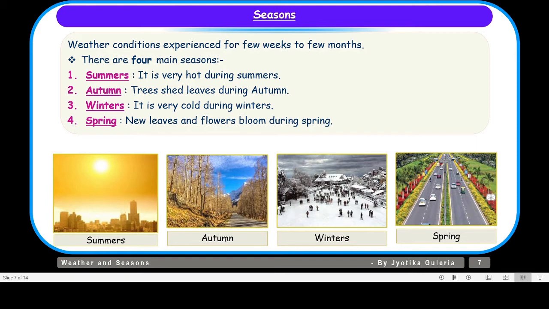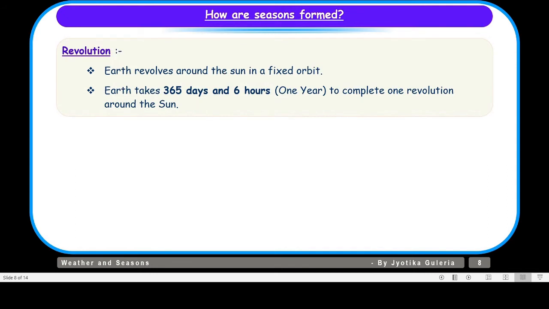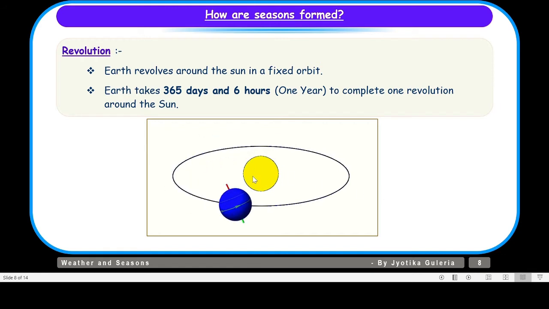To understand this, first we have to understand the revolution movement of the Earth. Earth revolves around the Sun in a fixed orbit. It takes 365 days and 6 hours, that is 1 year, to complete one revolution around the Sun. So as you can see here, the sun is in the center and the earth is revolving in a fixed orbit around the sun, and it completes its one revolution in 365 days and 6 hours.